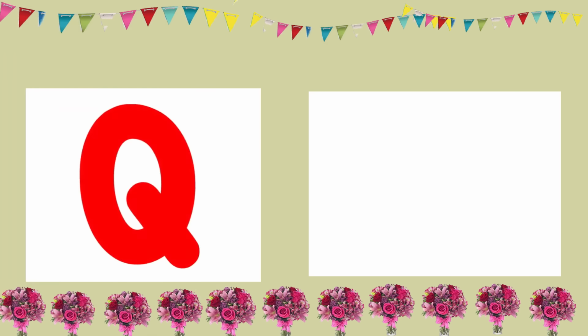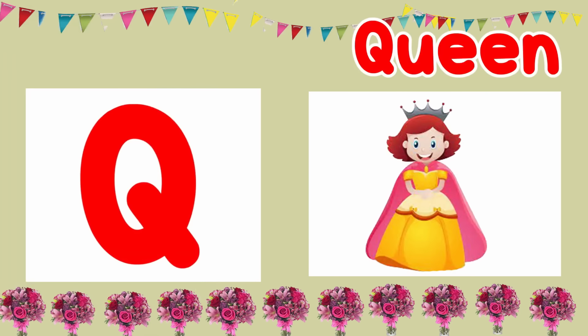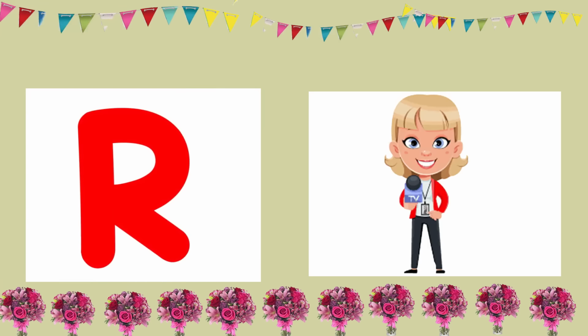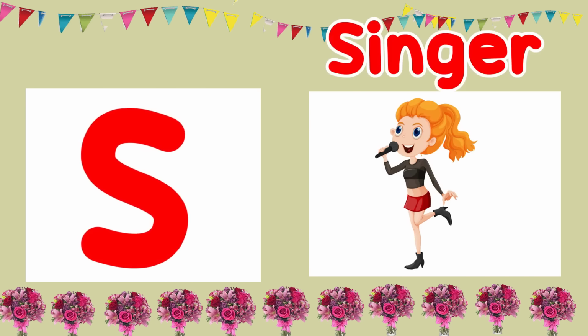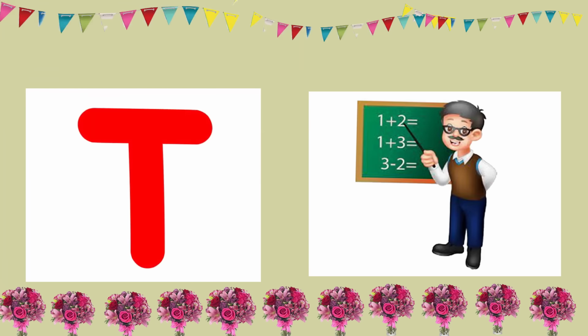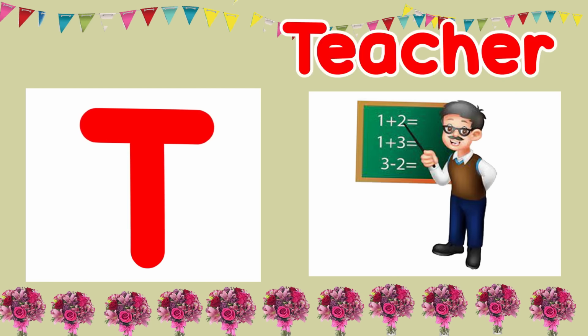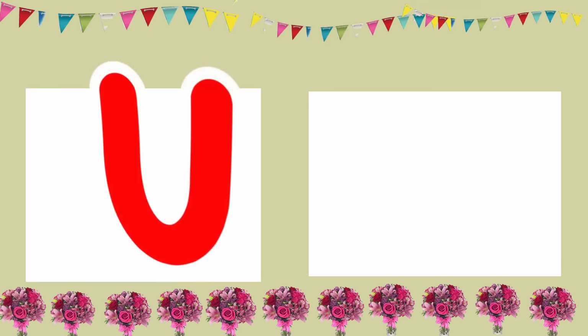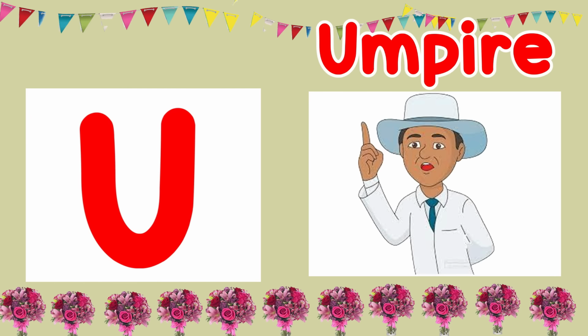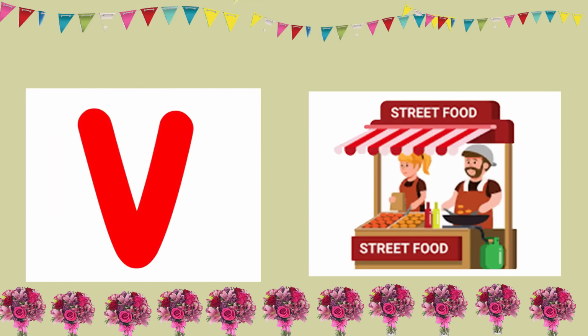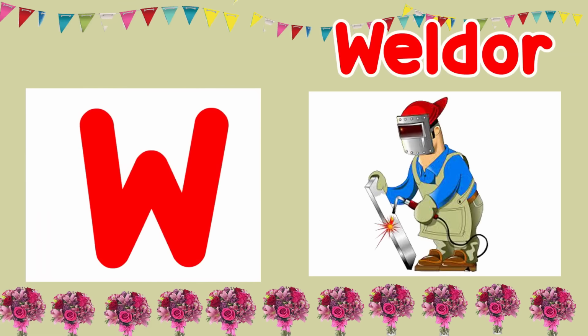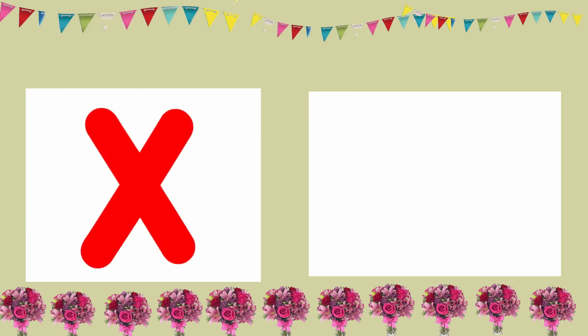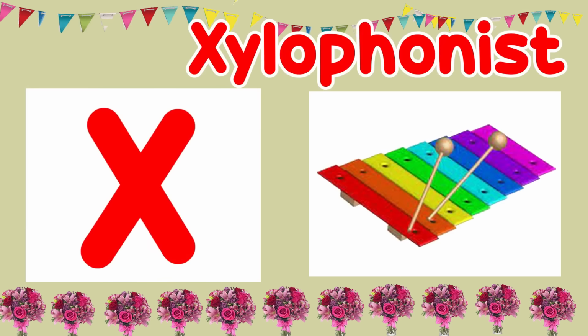Q is for queen. Q, q, queen. R is for reporter. R, r, reporter. S is for singer. S, s, singer. T is for teacher. T, t, teacher. U is for umpire. Umpire. V is for vendor. V, v, vendor. W is for welder. W, w, welder. X is for xylophonist. X, x, xylophonist.